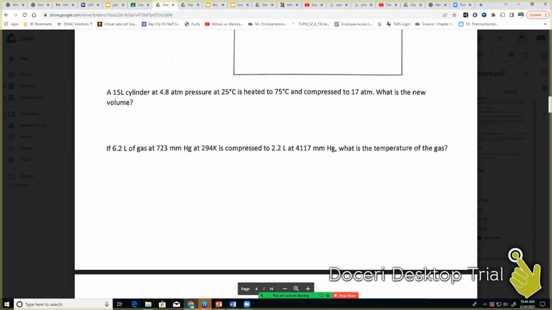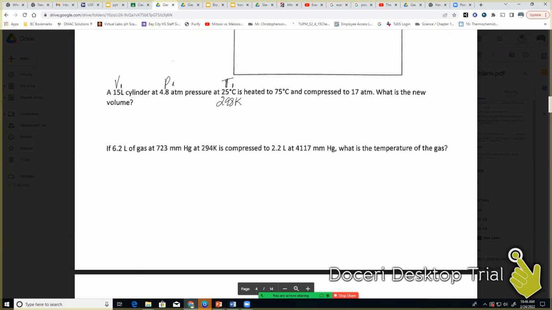We have a 15-liter cylinder at 4.8 atmospheres pressure and 25 degrees Celsius. So that's all of my beginning. Liters would be my volume, atmospheres would be my pressure, and degrees Celsius would be my temperature. And that's in Celsius, so when I add 273 to it, I get 298K.